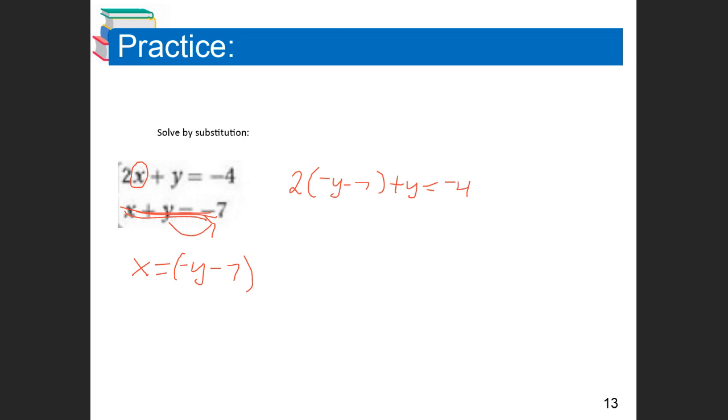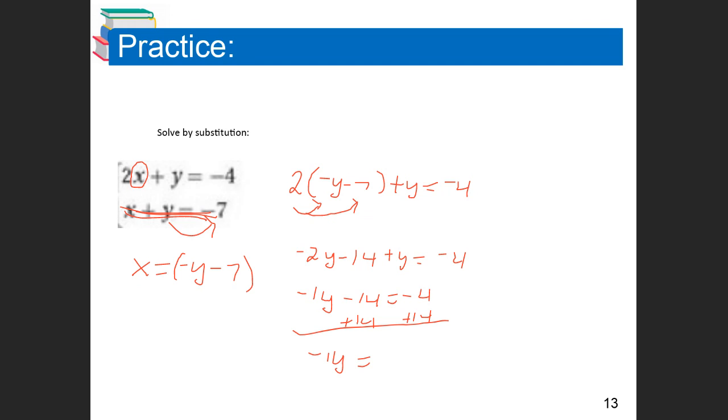A little bit harder to solve, but I'm going to use distributive property. So -2y minus 14 plus y is equal to -4. -2y plus y, that gives me -1y minus 14 is equal to -4. I'm going to add 14 to both sides. So -1y is equal to 10. So y is equal to -10.